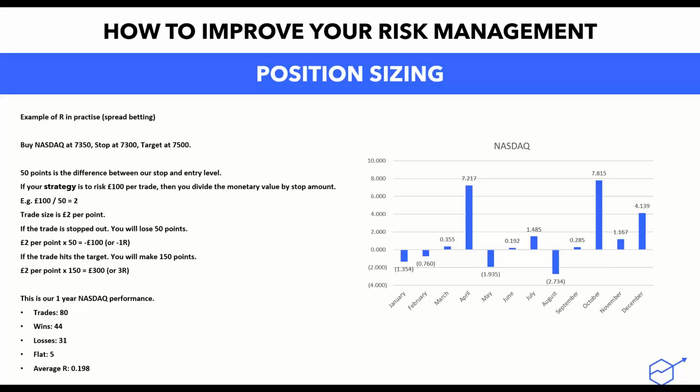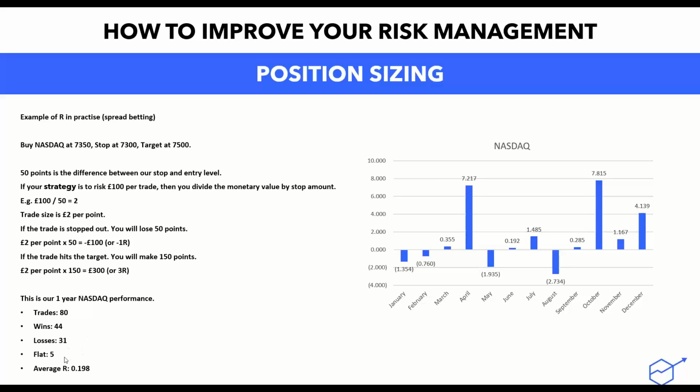So we've risked £100 to make £300. And this is just how the ebb and flow of performance went on this particular market, I believe during 2019. So 1 year performance from NASDAQ, we posted 80 trades over the course of the year. We had a positive win rate of over 50%, which isn't always the case, but having that risk reward of in excess of 2 to 1 means you can maintain profitability even with win rates at around 30 to 35%.